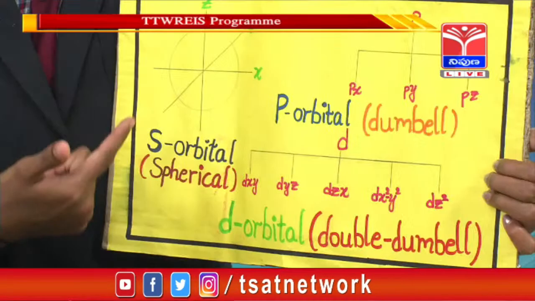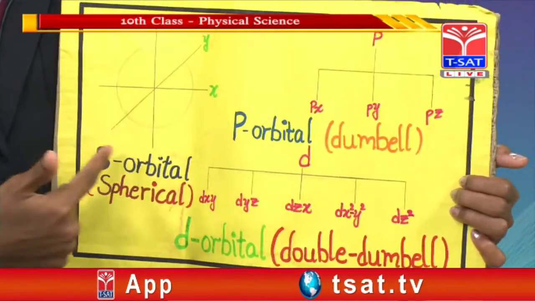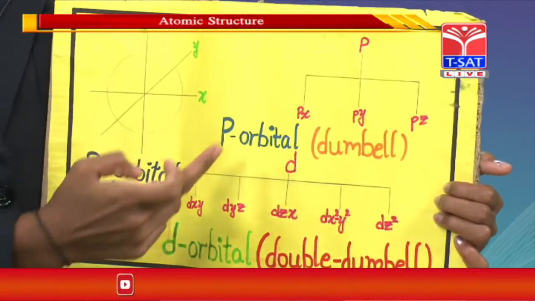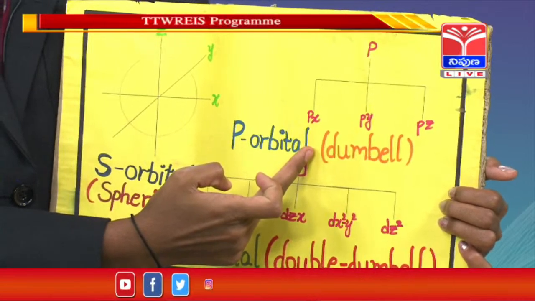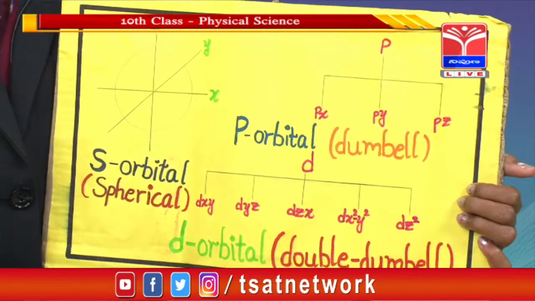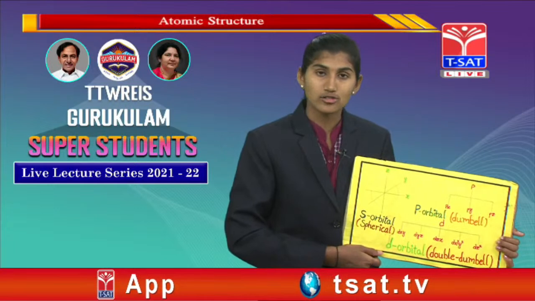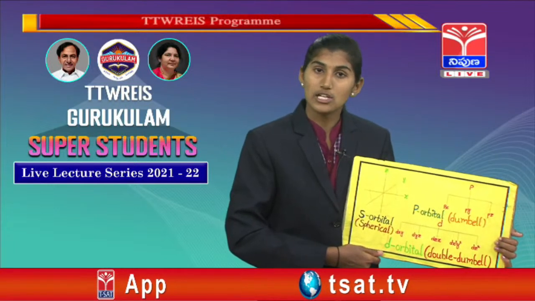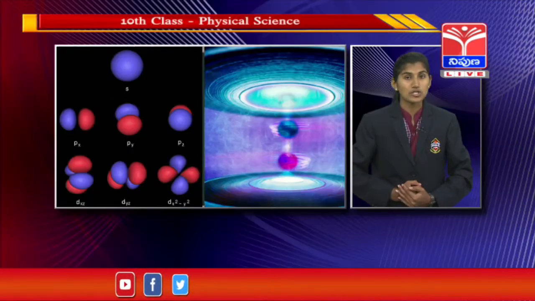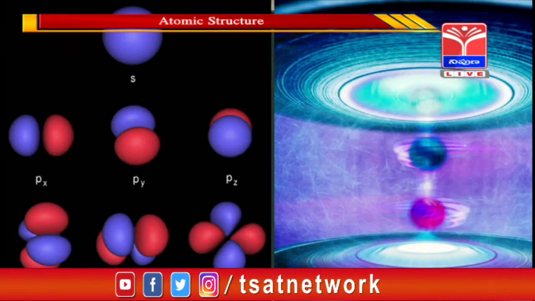For example, see this, it is the s orbital. It means the electrons in this will revolve in a spherical shape. And in the p orbital, the electrons will be moving in a dumbbell shape. In the d orbital, the electrons will be moving in a double dumbbell shape. And also in the f orbital, the electrons will be moving in a double dumbbell shape only. So this is the magnetic quantum number. This was proposed by Landé and the magnetic quantum number is denoted with ml.